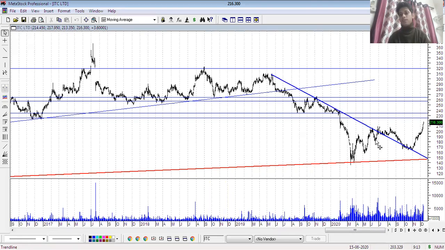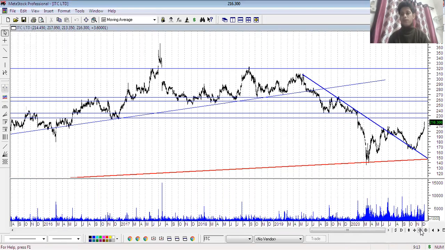You will see a higher top, higher bottom formation being created. It fell and rose again, and again a higher top. This is the low and this is the high, and this is the higher low, and again it creates a higher high. So a higher top, higher bottom formation is created. These are the two bottoms. From this bottom it went high and is also taking the support of this trend line. So it's a very good sign.